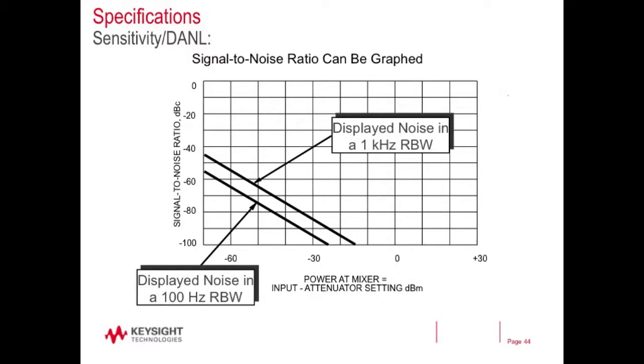There's a 10x difference in res bandwidth, so there's a 10 dB difference in the displayed average noise level. If you do that across this line, all the values will be the same, and you do this across this line, and all the values will be the same. So that's why in our data sheets, we typically terminate it, set the attenuation to 0 dB, and set a 1 hertz res bandwidth and basically generate this graph.